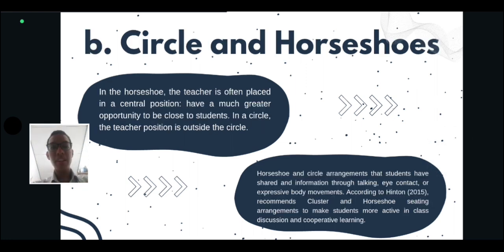Second is circle and horseshoes. In the horseshoe, the teacher is often placed in the central position and has a much greater opportunity to be close to students. In the circle, the teacher's position is outside the circle. In horseshoe and circle arrangements, students share information through talking, eye contact, or expressive body movement. According to Hinton, cluster and horseshoe seating arrangements are recommended to make students more active in class discussion and cooperative learning.